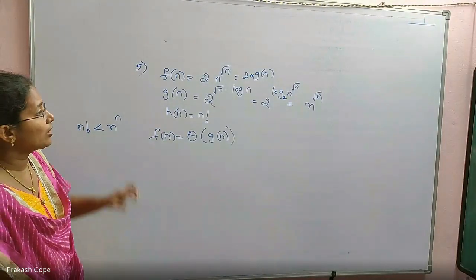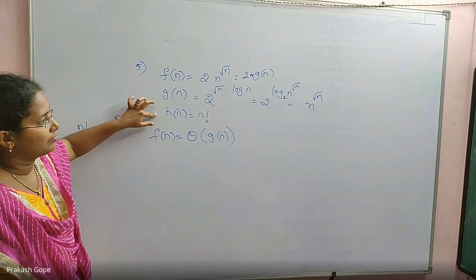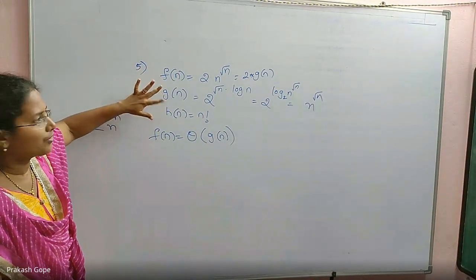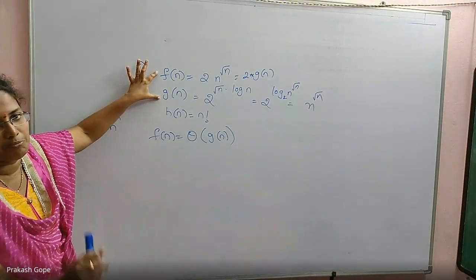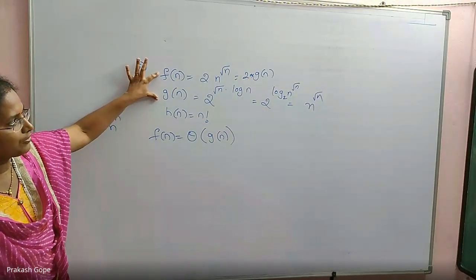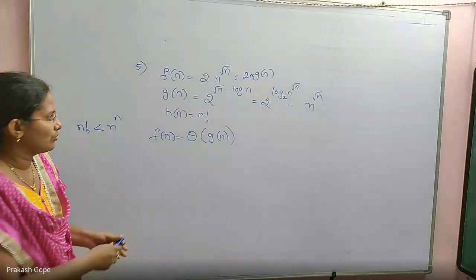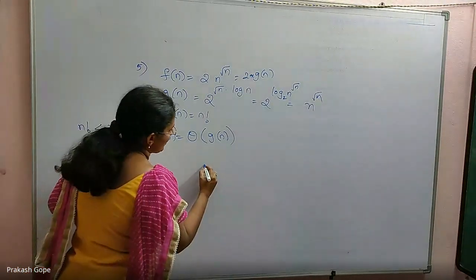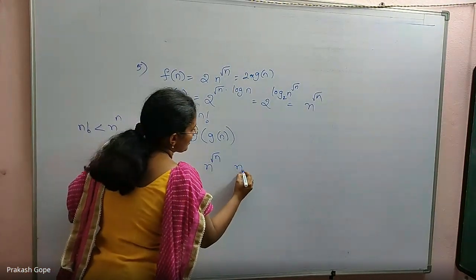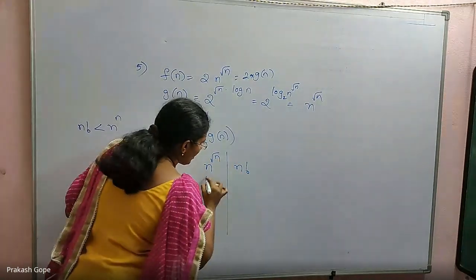Now we need to know a relation between g of n and h of n, either f of n and h of n or g of n and h of n, because these two are the same functions. The relation between them is equal to. Only confusion is between these two. Let us check. One is n power root n, the other one is n factorial. We need to observe a relation between them.